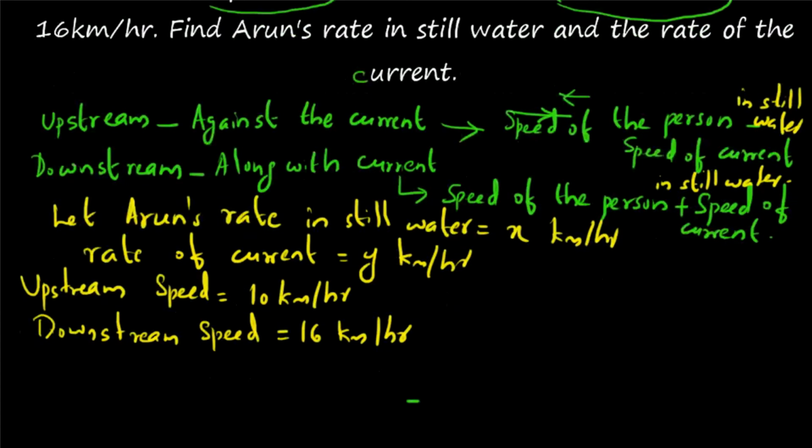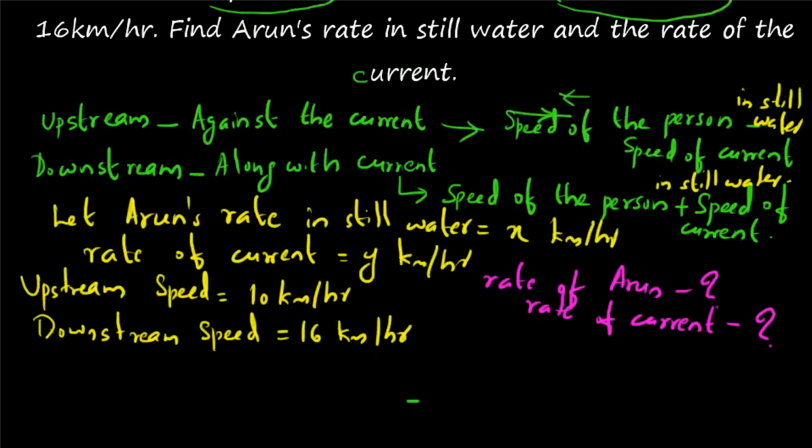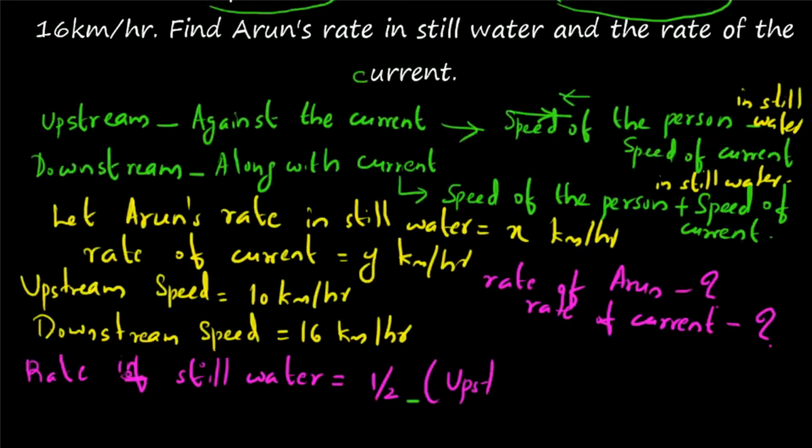Now let's study a shortcut formula for finding this answer. We have to find out the rate of Arun in still water and rate of the current. X and Y are what we have to find out. Rate of Arun in still water and what is the rate of current. So these two are the unknown things. So the rate in still water, rate of Arun or rate of boat or whatever be the rate in still water, it can be found by half into upstream speed plus downstream speed.